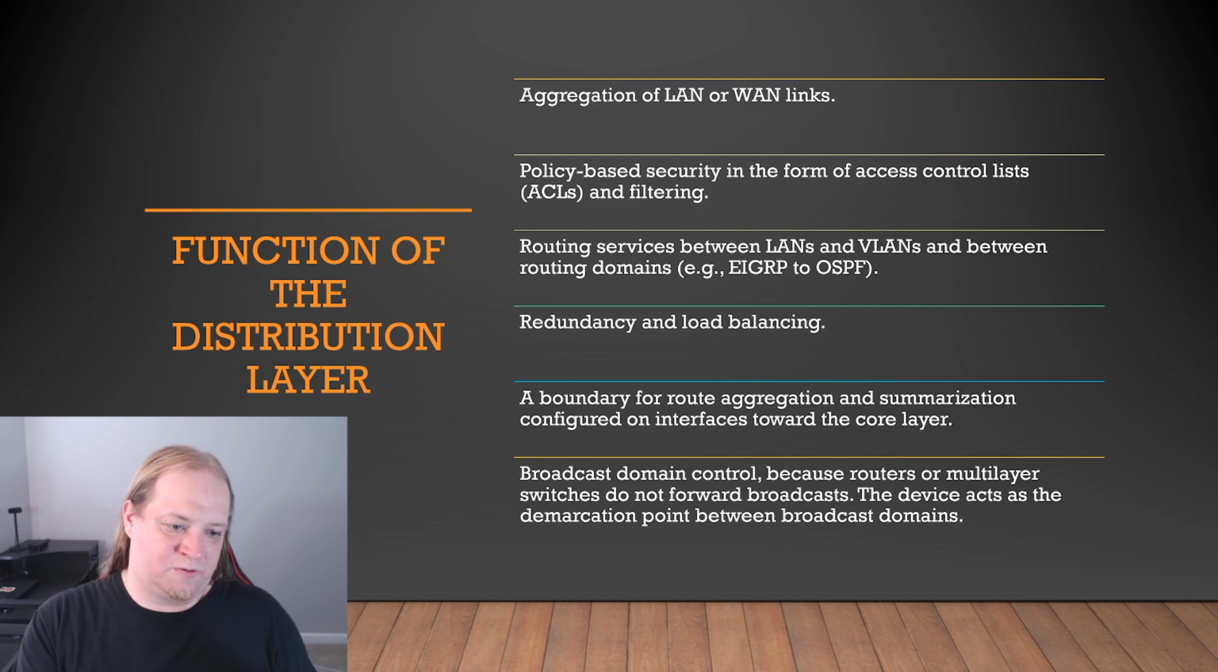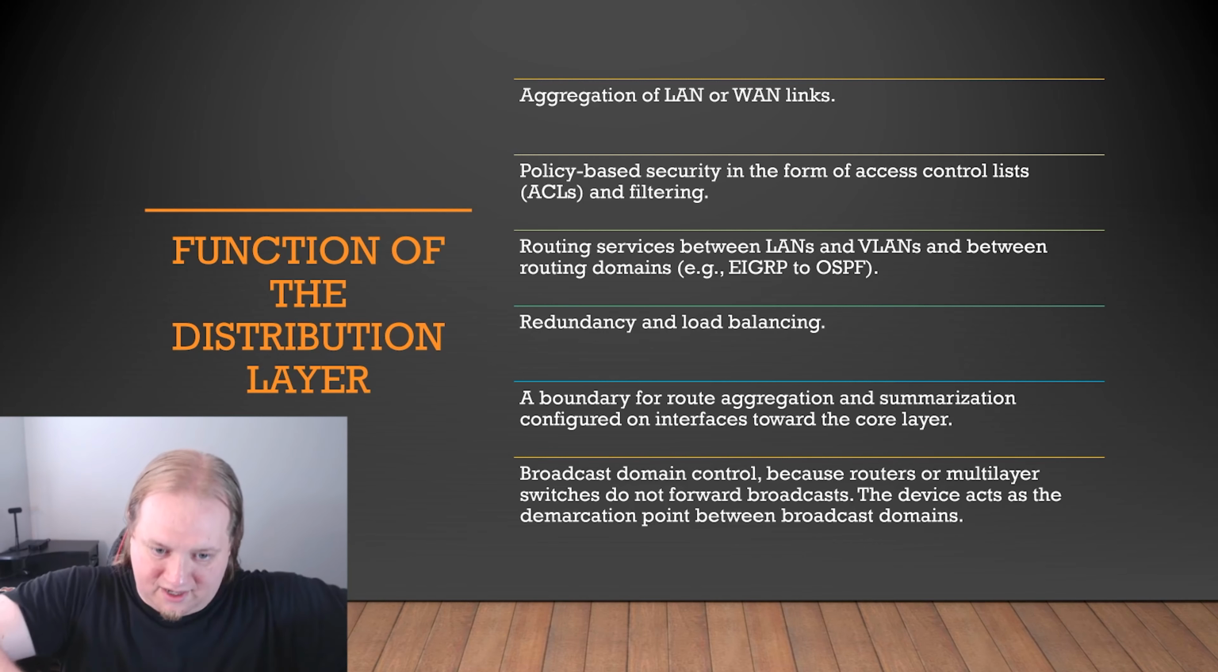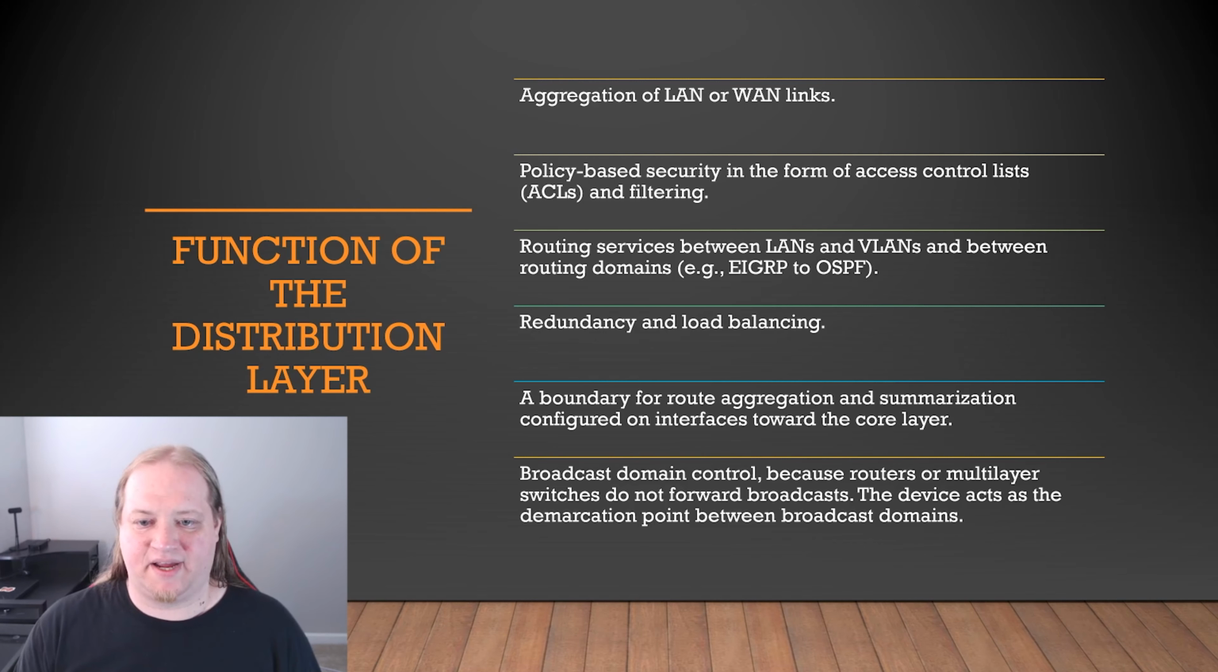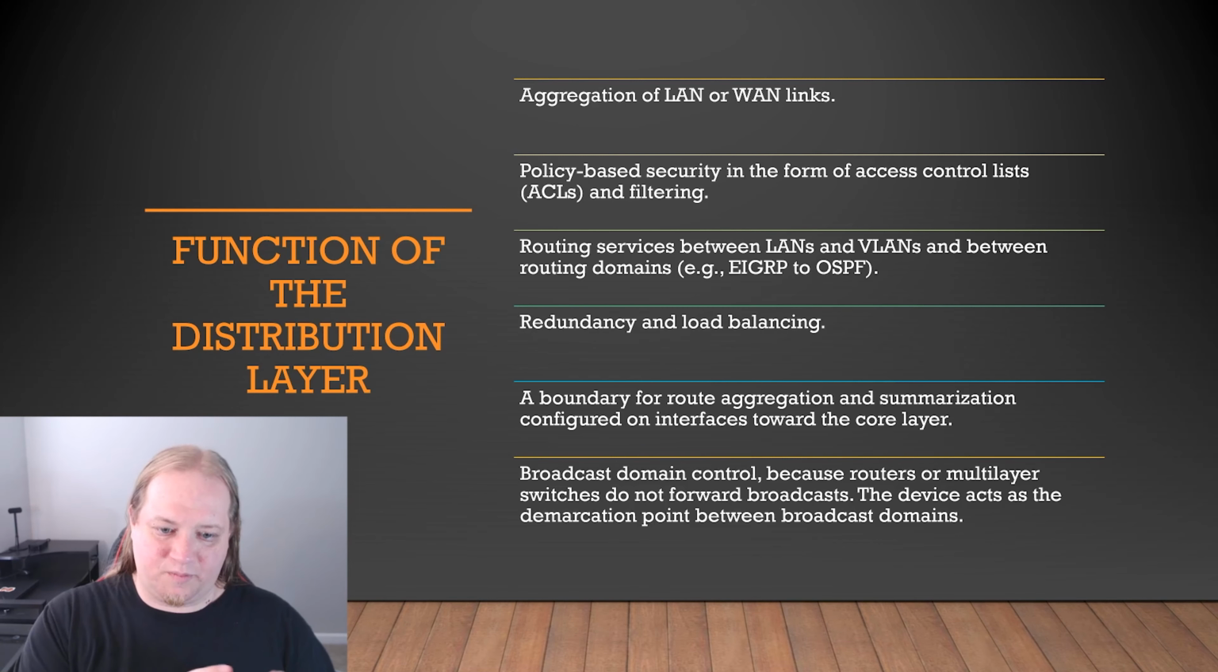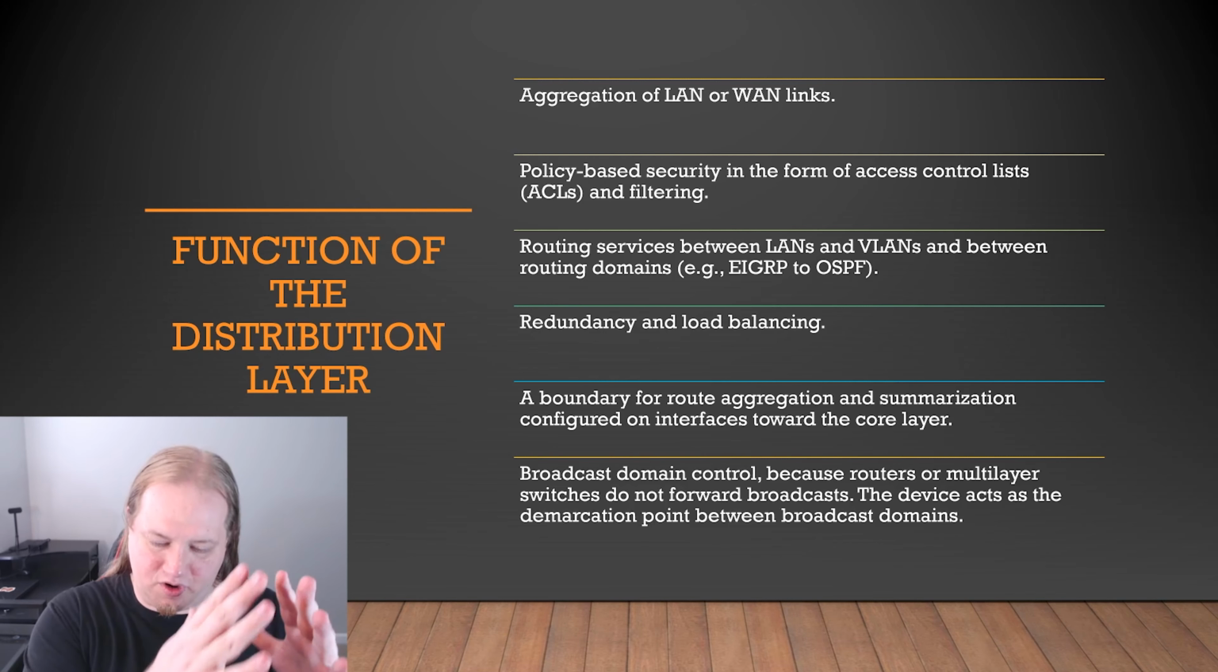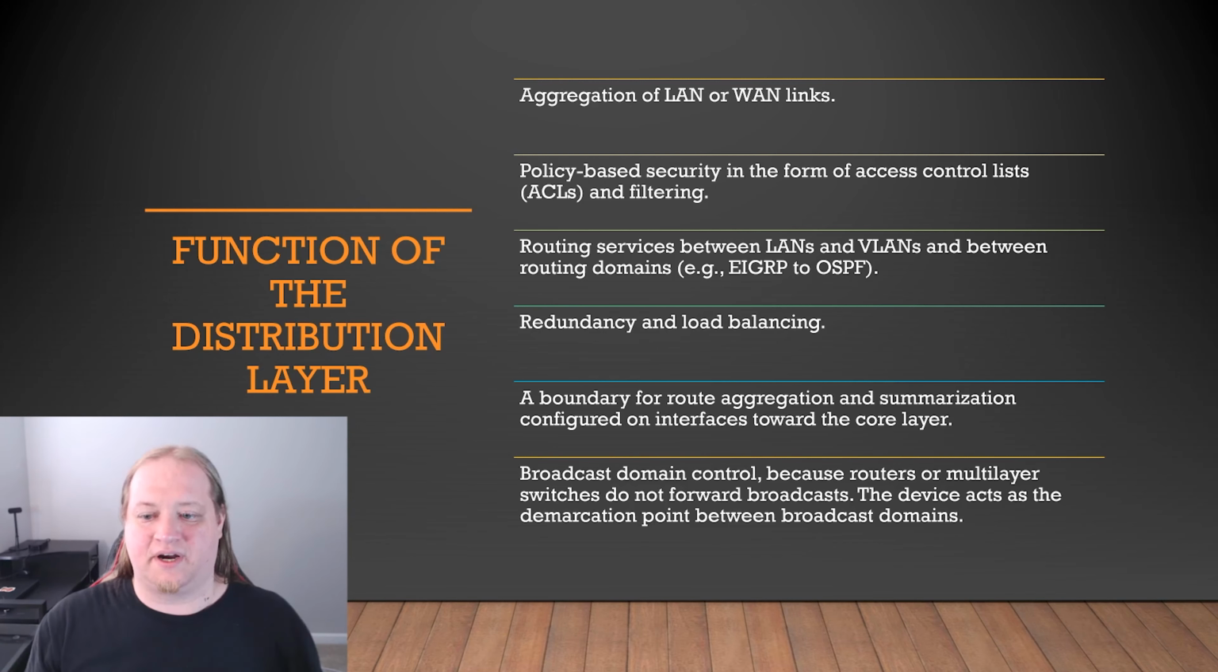So you can say all of the networks between 10.0.0.0 to 10.8.0.0, those networks are all here. And then you can subdivide those into different subnets. So summarization. Broadcast domain control. So your routers and multi-layer switches are not forwarding broadcasts all over the place. You want to keep broadcasts and multicasts in one network layer if you can. You don't want them going to the whole network, because that's going to create a lot of congestion and a lot of inefficiencies in your network.